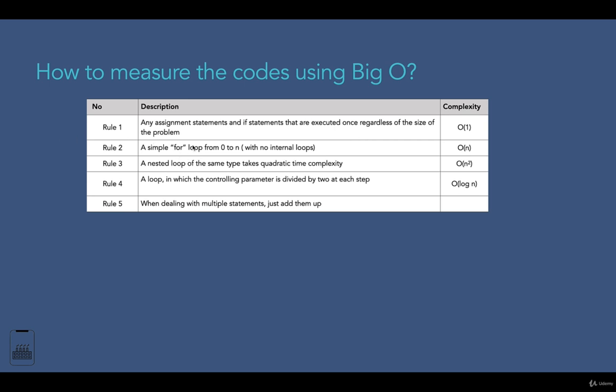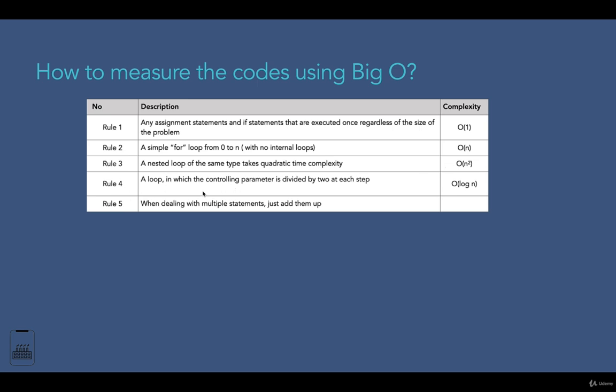Now the second rule is a simple for loop from 0 to n without any internal loops will take O(n) time complexity. This means that if you are looping through any given array or any given string, if the number of elements in the string or in array is n, this will take O(n) time complexity. Then the third rule is a nested loop of same type takes quadratic time complexity. So in this case, it takes O(n²) time complexity. This means that if we have two loops inside each other, as we showed in our previous lecture in case of multiplication, this will take O(n²) time complexity.